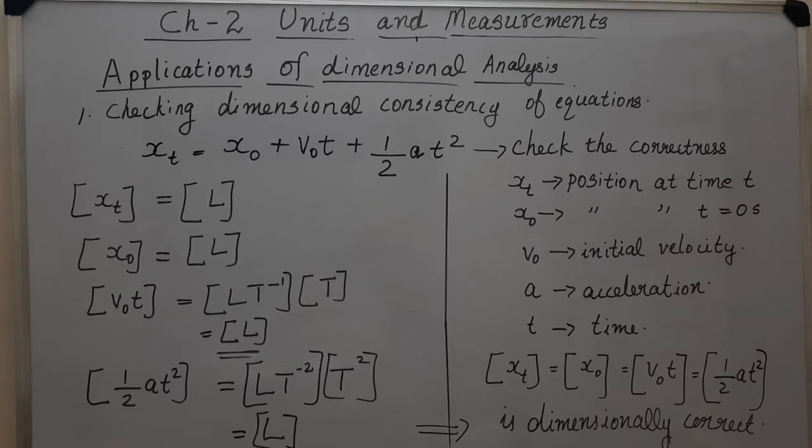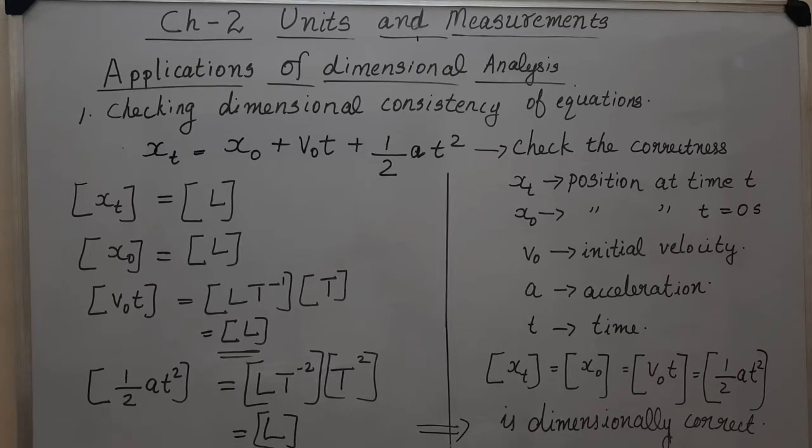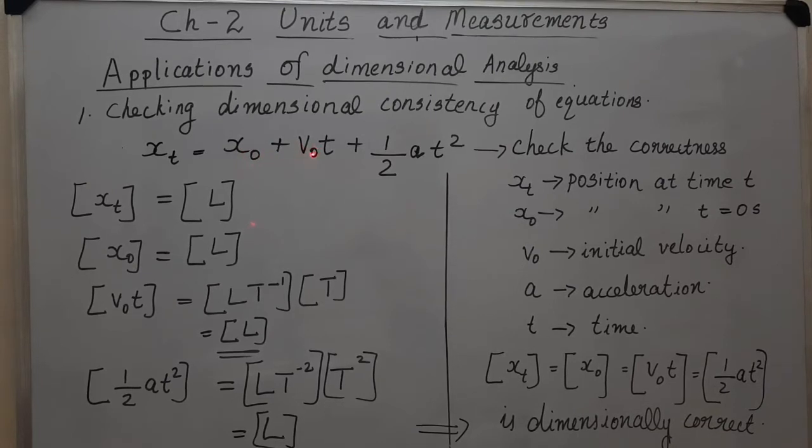Then only that equation is said to be correct. Now let's discuss the applications of dimensional analysis. The first application is checking the dimensional consistency of an equation. That's what we mean by checking the correctness. One example we have taken is this equation, which you will study in the next chapter, motion in a straight line. What is that equation? Xt is equal to x0 plus v0t plus half at square. You are asked to check the correctness of this equation.